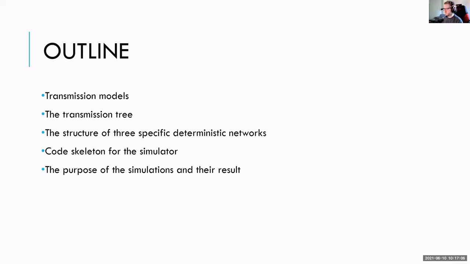Then I'm going to say a few words about the structure of three specific deterministic networks, the three primary networks that are important for the simulations, and we should also see why they're important in this section. Then a quick overview of the code skeleton for the simulator, how the code is structured, and then finally the purpose of the simulator and its results. What are we simulating and why?